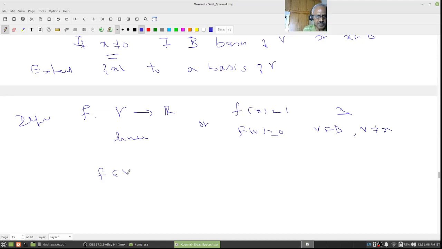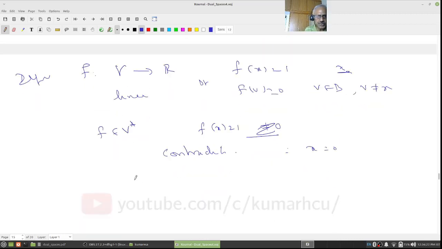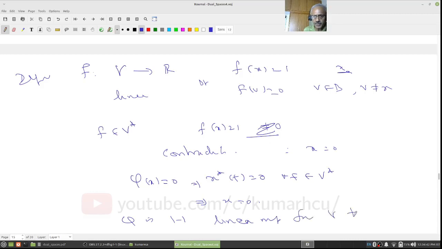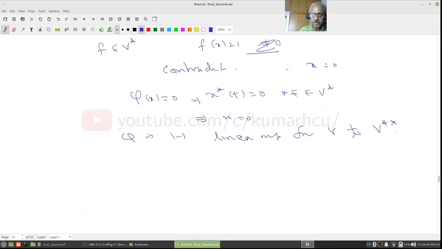Therefore f belongs to V star. But what is f of x? It's 1. It's not equal to 0. It's a contradiction, right? Therefore, x must be 0. So what have we shown? If phi of x is 0, that means x star of f is 0 for all f in V star, and this implies x is 0. That is, therefore phi is a 1-1 linear map from V to V double star. Okay, pause, review, proceed.